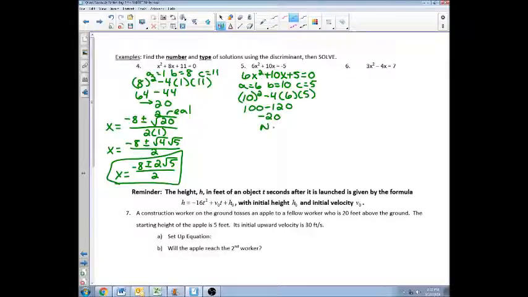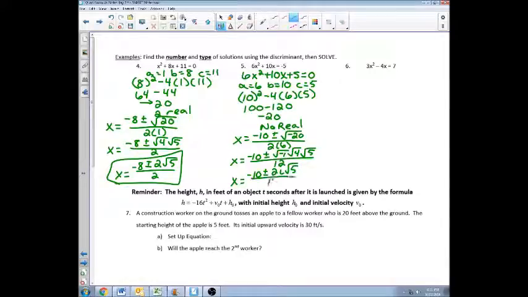I have no real solutions, but I can take negative 20 and put it into my parenthesis. So the opposite of b would be negative 10, plus or minus the square root of negative 20 over 2 times 6. So x equals negative 10 plus or minus the square root of negative 1, the square root of 4, and the square root of 5 over 12. So x would equal negative 10 plus or minus 2i root 5 over 12. Okay?